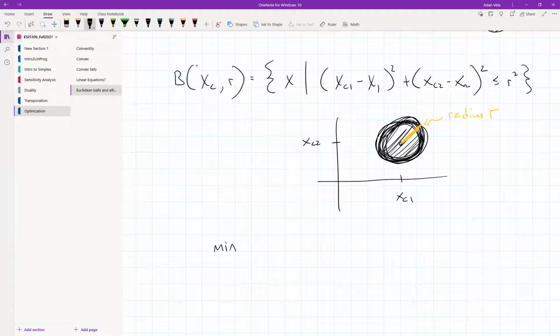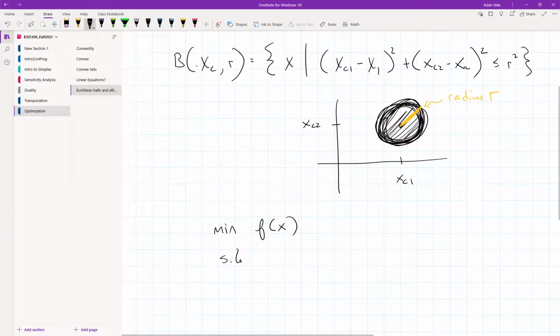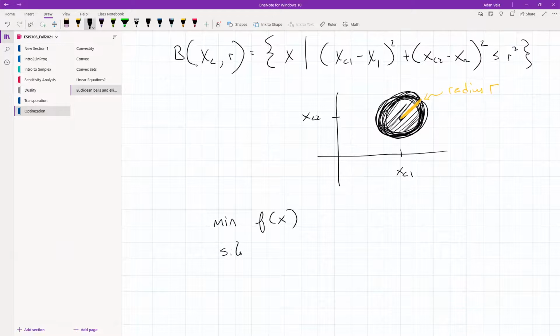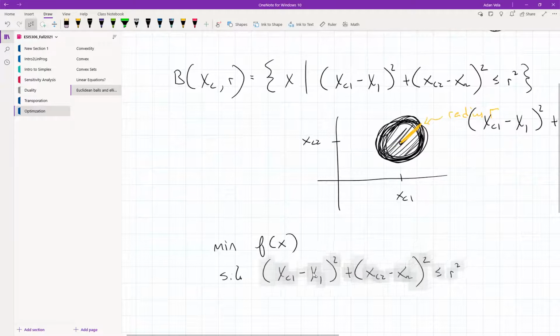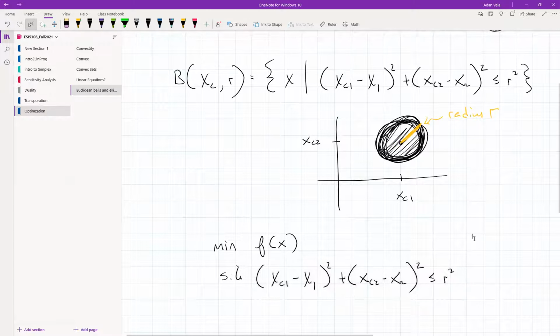A lot of times, you might see this constraint written up in an optimization. So you might see minimize f of x subject to, and we can take this and write it into our constraint equation. And there we go. So we no longer have a linear problem, we have a nonlinear problem, but at least it's convex.